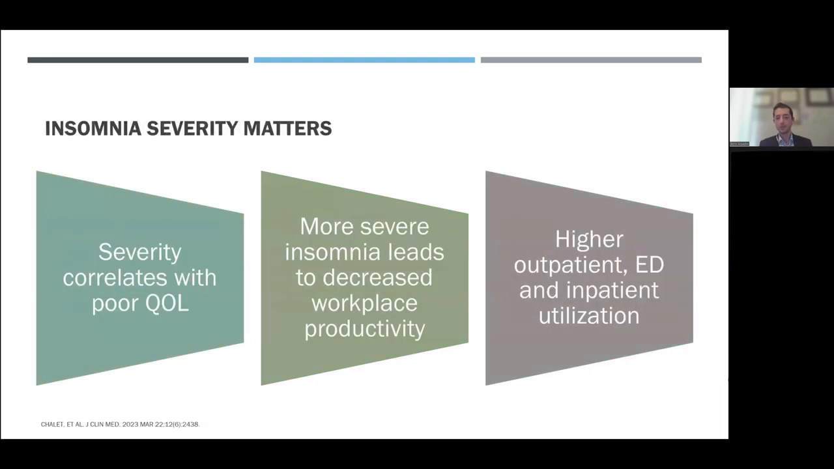Insomnia severity also matters. It correlates with poor quality of life. It correlates with decreased workplace productivity, and there's higher outpatient, emergency department, and inpatient utilization of health services. So perception of your sleep issues can play into how severe you think your insomnia is, which will increase your stress, and it might perpetuate the problem. And that's where cognitive behavioral therapy comes in, helps to de-perpetuate the problem.